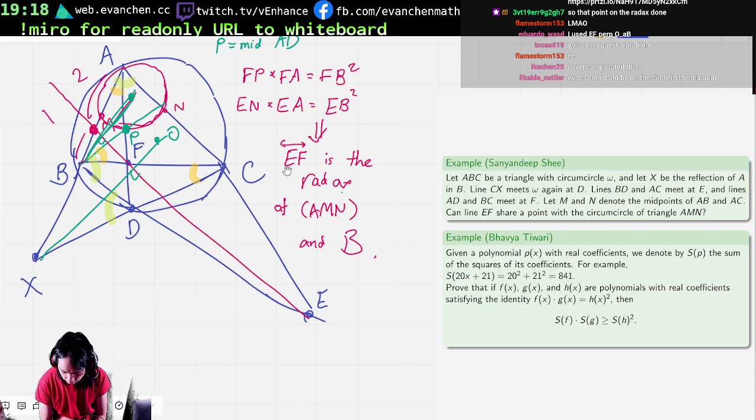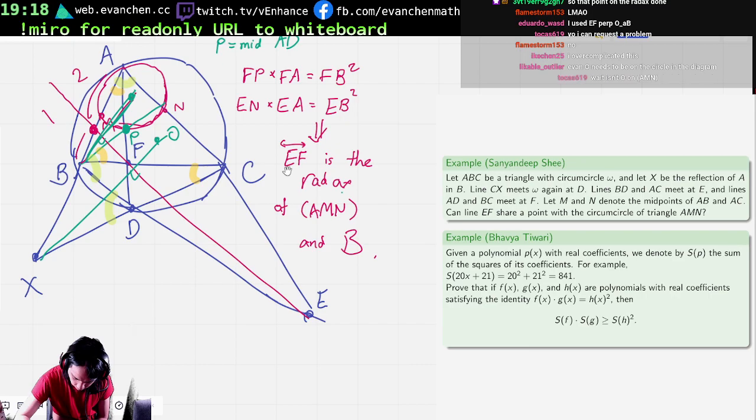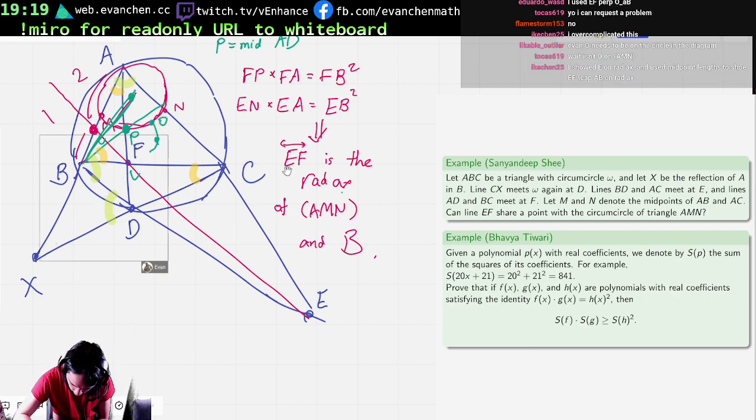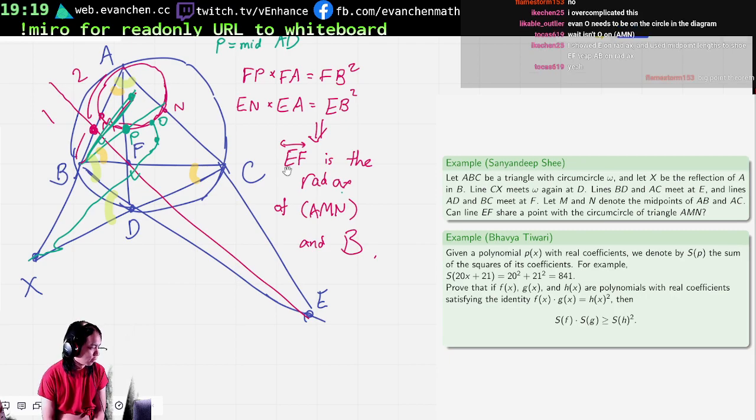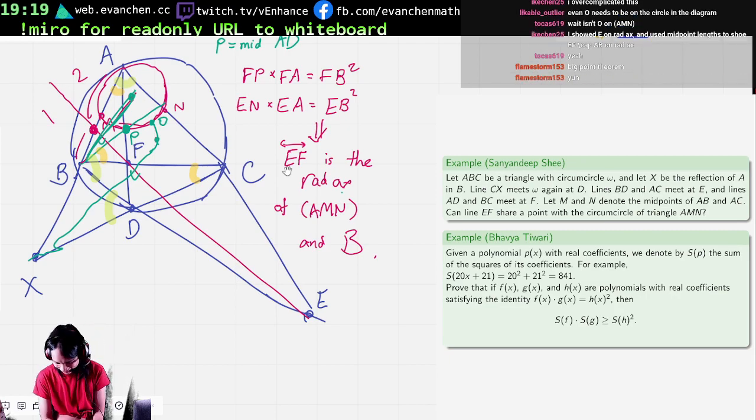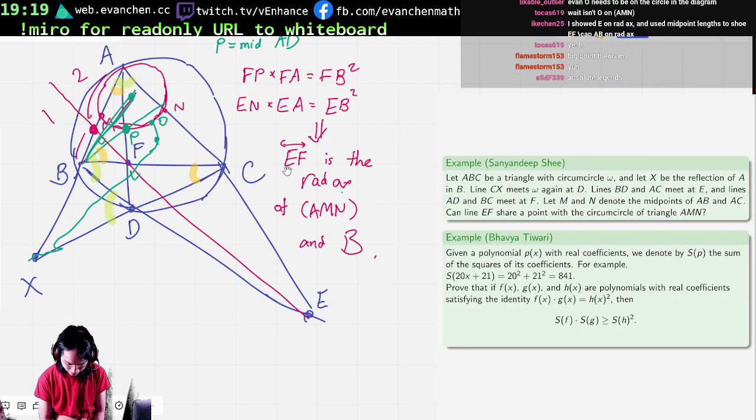Oh, O needs to be on the circle? Good point. Yeah, O. Alright. Yeah. I agree O is on the circle. Yeah, I think the correct thing to do is just big point this thing. Yeah, well, now the diagrams do scale.